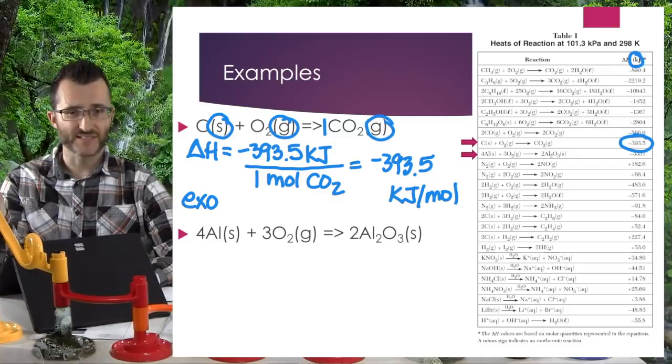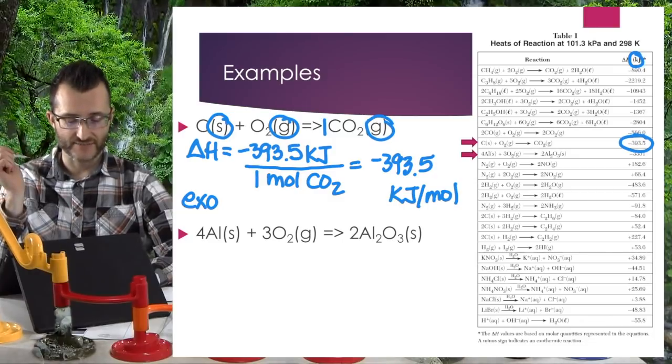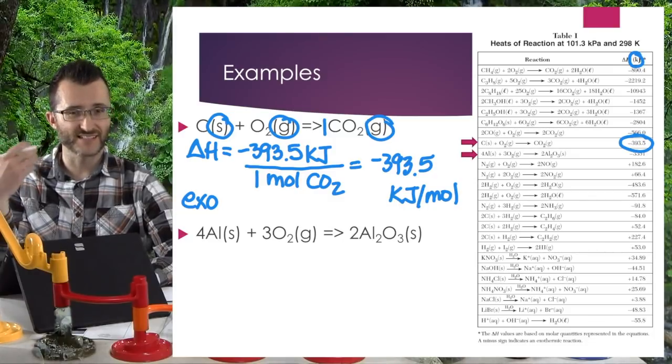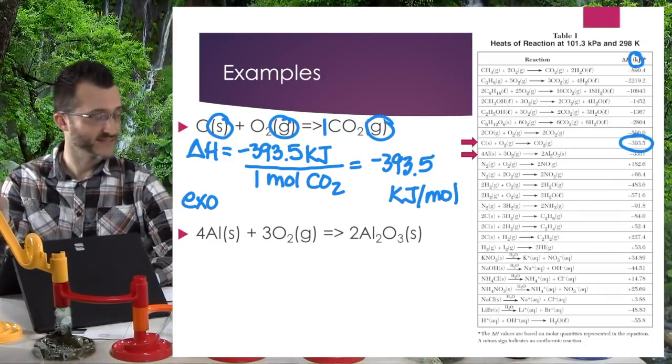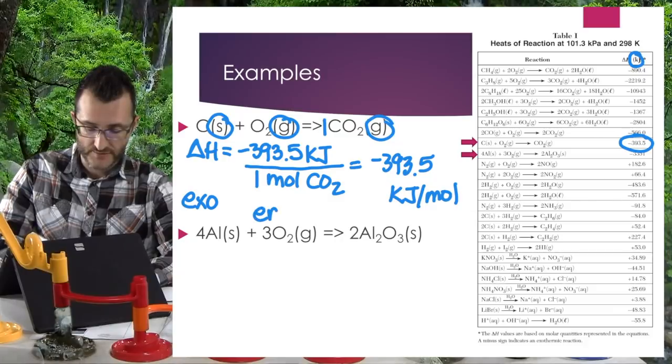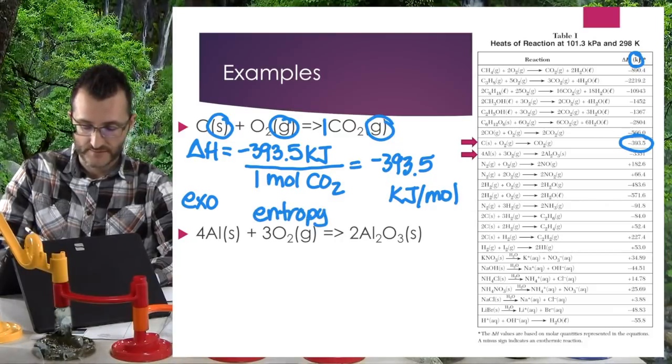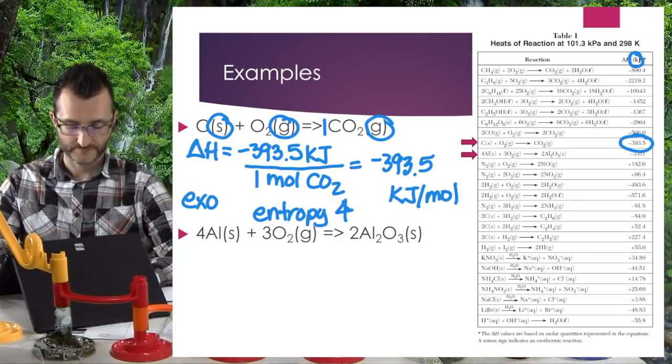Well, I do have a gas on both sides, but it's a solid and a gas on the left to just a gas on the right. So I would think since it's only a gas that we're getting more disorder, so the entropy is increasing. That's correct. All right, so entropy increases. Very good. Let's take a look at another example here.